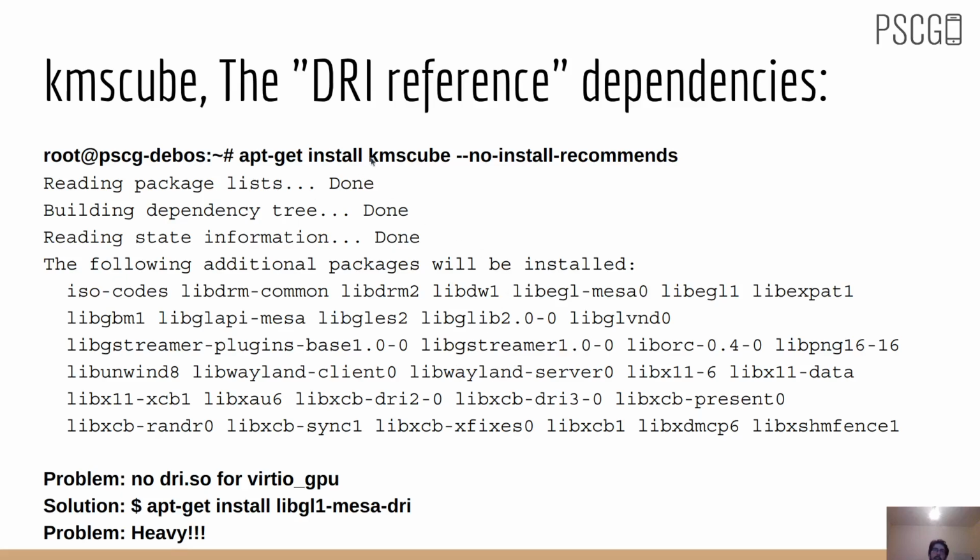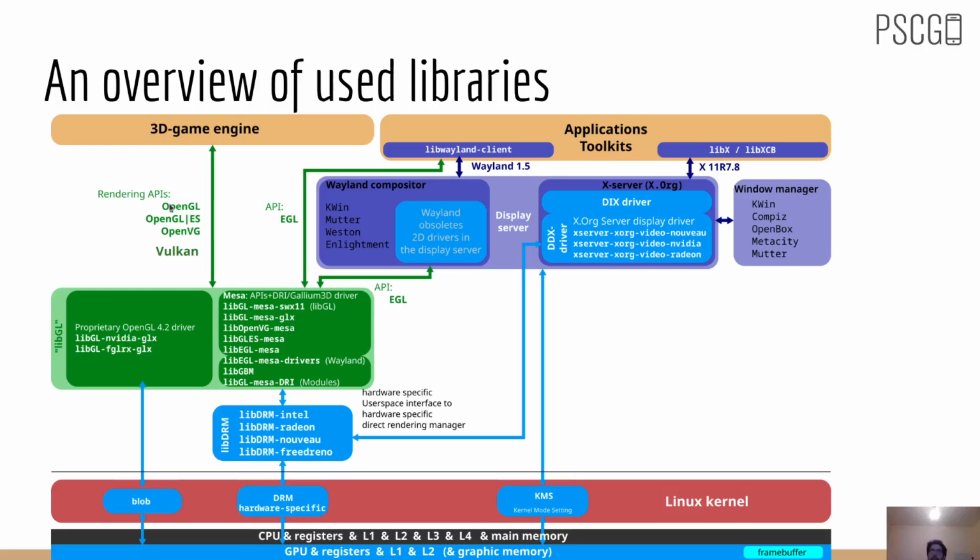So this is great, but for this KMS cube, Mesa is heavy and everything is heavy. So when you want to take into consideration these things, you need to understand what you want: size, performance, capabilities. There is no way around it.